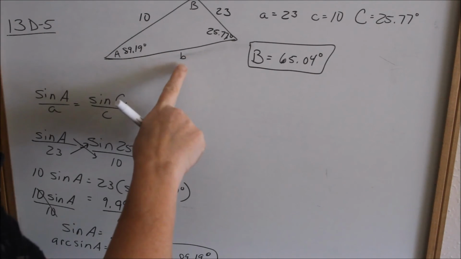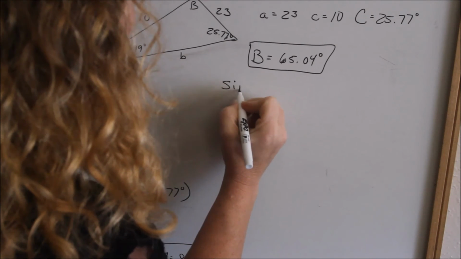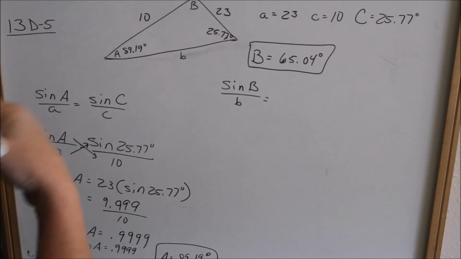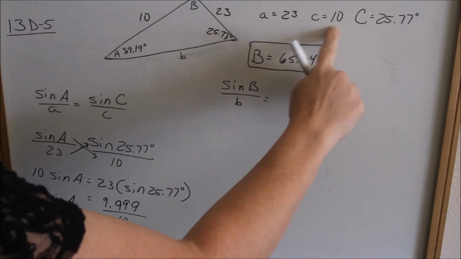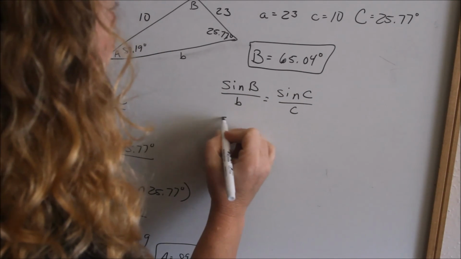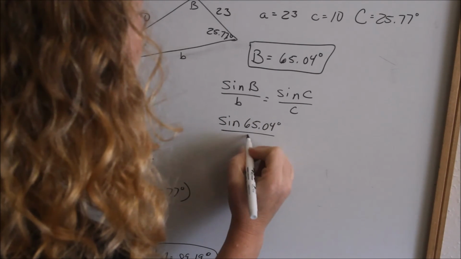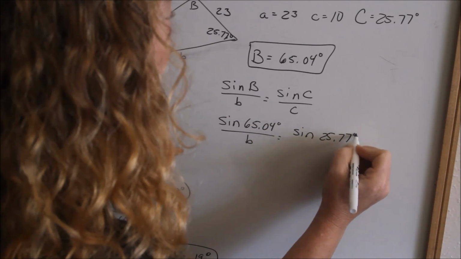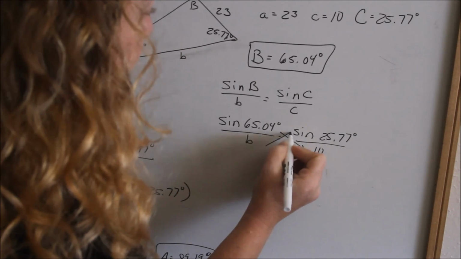The only thing that I'm left to find is side B. So then I'm going to use sine of B over B, and then you can either pick A or C. I will probably pick to use C because I was given angle C and given side C. Neither one of those was anything I calculated. So filling in sine of, I now know angle B is that. I'm solving for side B. And then C was 25.77 degrees. And then the length of side C was 10. Now I can use cross multiplication.